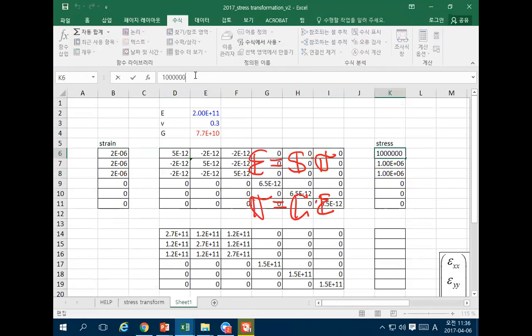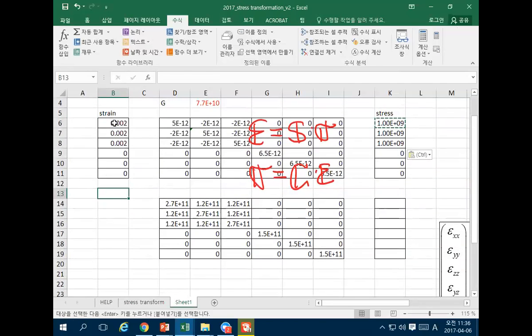Okay, let's apply 1 gigapascal. Then strain is what? 0.002 means 0.2%. Whenever you look at them, you need to better visualize them. Okay, 0.2%. That is about a realistic value. Anyhow, this is a strain, and this is what, the inverse of this C matrix. And let's try to recalculate the strain and the stress.